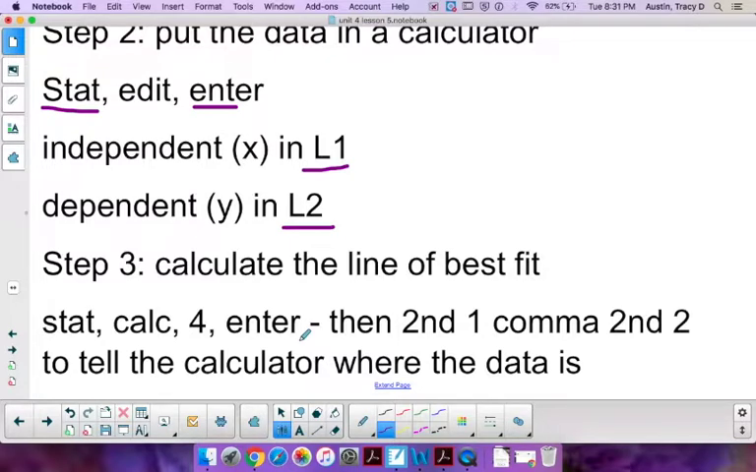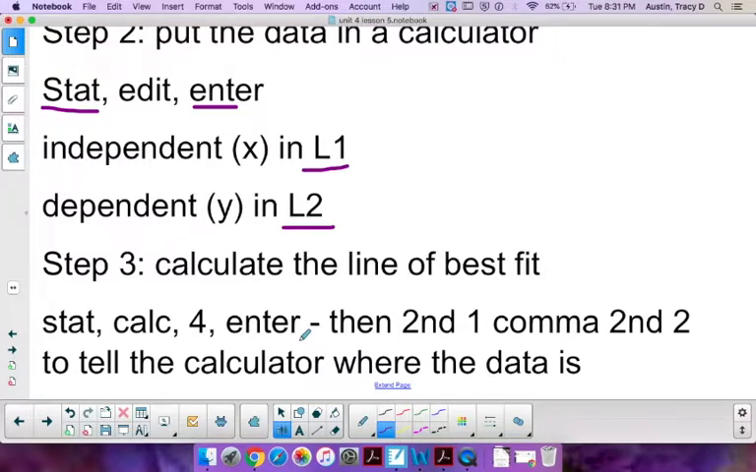Go back to the STAT button. Now, it's not going to work now because you don't have any points in there yet. But you go back to the STAT button. You right arrow over to Calc. Okay, you go down to number 4, which is LinReg. Okay, and then you hit Enter. Okay, it's going to have parentheses, so you need to tell it where your data is. You're going to do a linear regression, which is making the equation for the line, but you have to tell the calculator where your data is, okay?